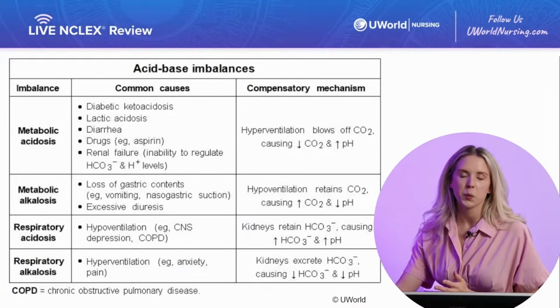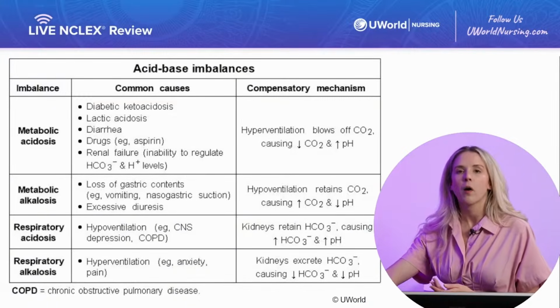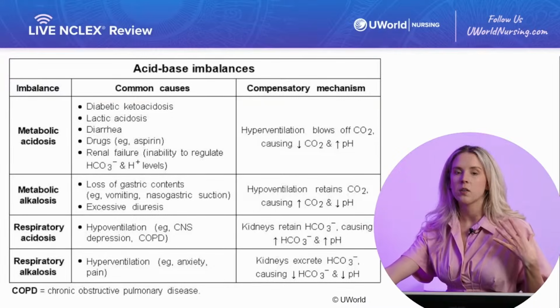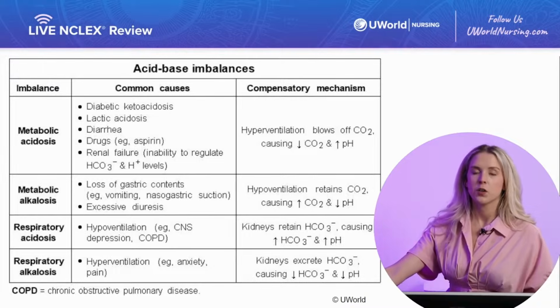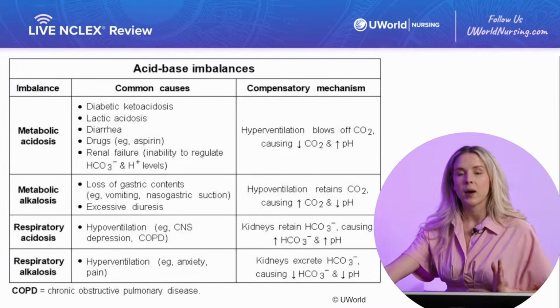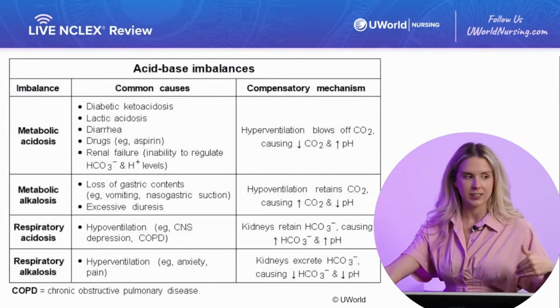So think about respiratory alkalosis. We're alkalotic, we have too much base and not enough acid. We know that hydrogen is acidic. So to compensate, will the body compensate for being alkalotic by increasing acid or decreasing acid?